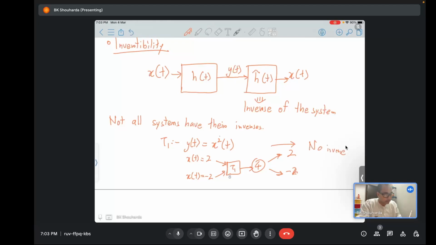If you think that it will be square root of x(t), let me tell you, it will always give me a 2. Square root of any, let's say, a square, will give me a positive number only. So square root is never the inverse of x squared of t. If you know that x(t) is always positive, then you can say that yes, under the condition that x(t) is positive, this inverse is actually valid.